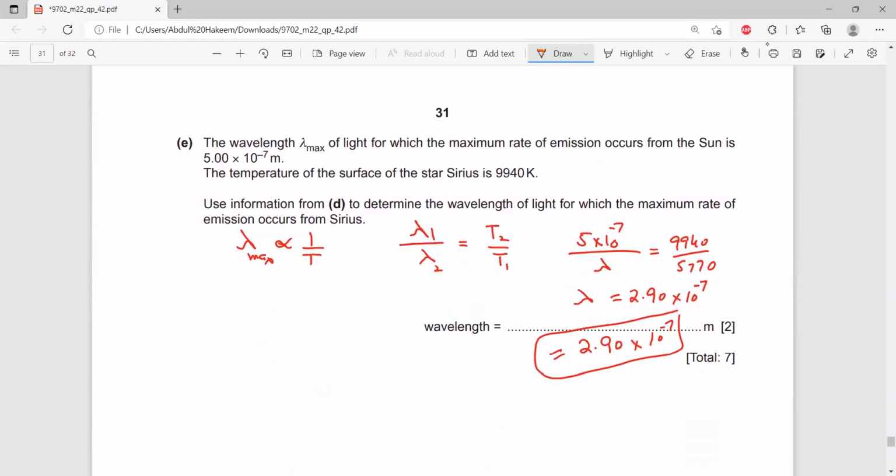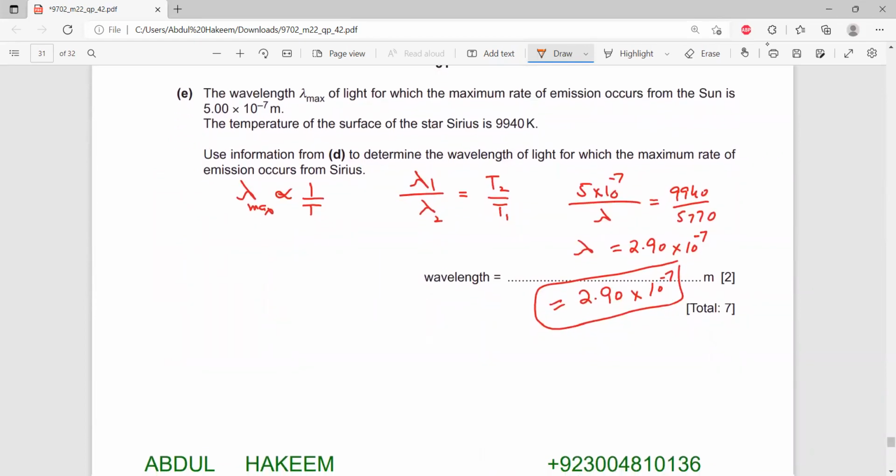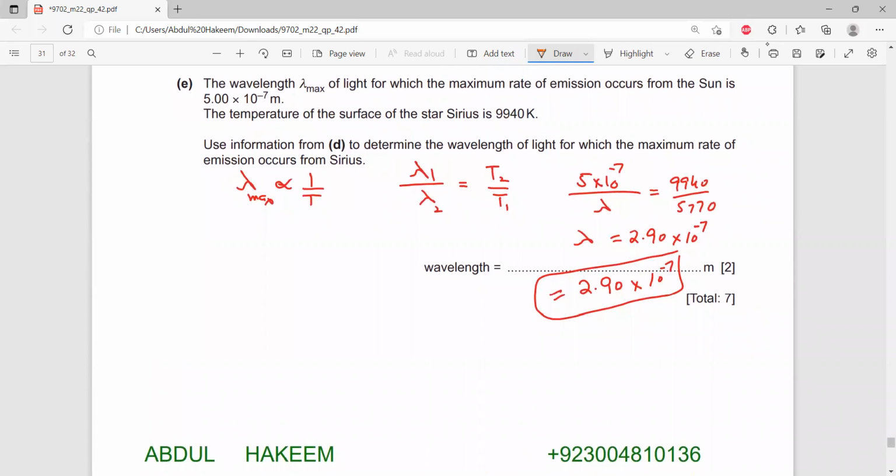Next, the wavelength lambda max of the light for which the maximum rate of emission occurs from the sun is 5 × 10^-7 meter, to 3 significant figures, 5.00. The temperature of the surface of another star is 9940 K. Use this information to determine the wavelength of the light at which the maximum rate of emission occurs.